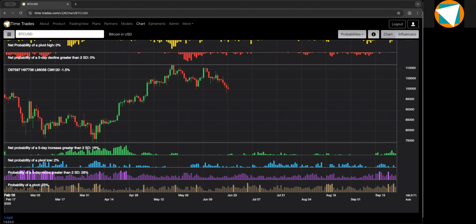This is your tutorial video covering the overall Time Trades components as well as an introduction to the Time Trades TradingView script. What I'm showing on my screen is the Time Trades web app. This is the first of two major components that comprise the Time Trades application. There's the web application found at timetrades.com.